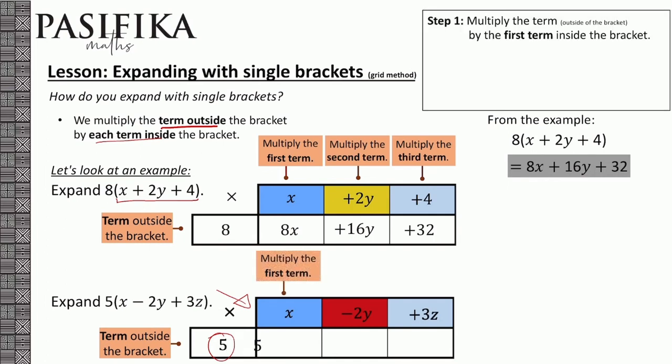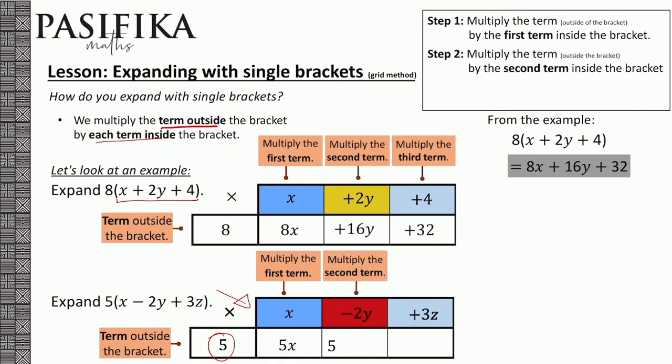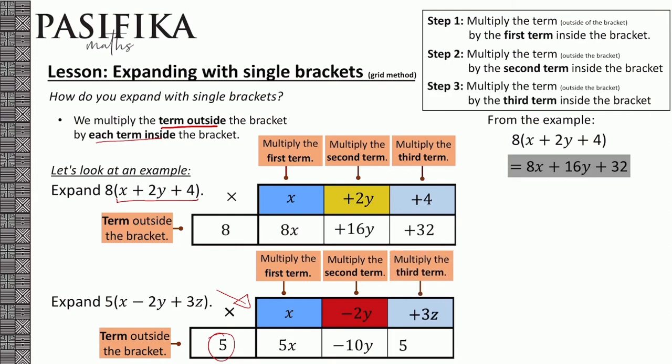We're now going to multiply the first term. 5 times x, which is 5x. Then we're going to multiply the second term. 5 times negative 2y is equal to negative 10y. And the last one is the third term. 5 times positive 3 is equal to positive 15. So 5(x - 2y + 3z) is equal to 5x - 10y + 15z.